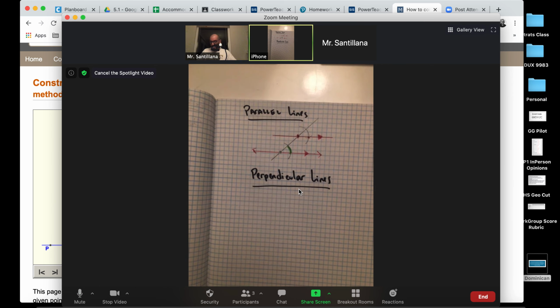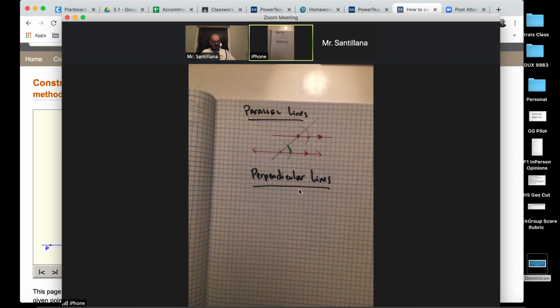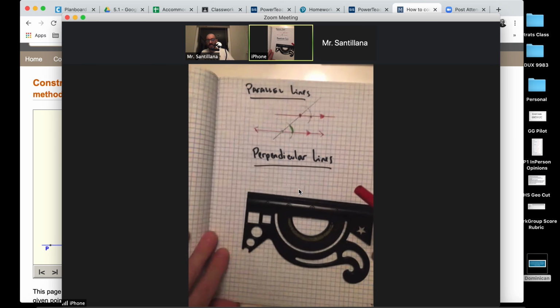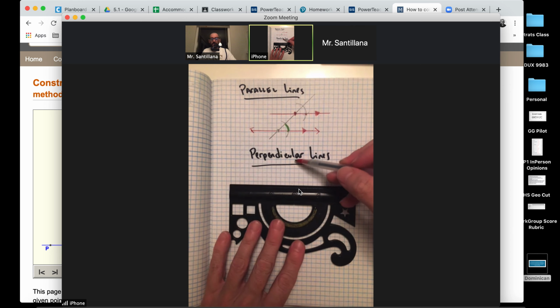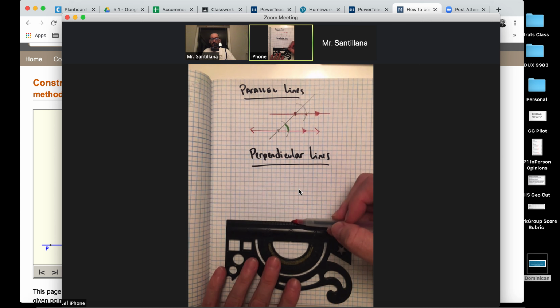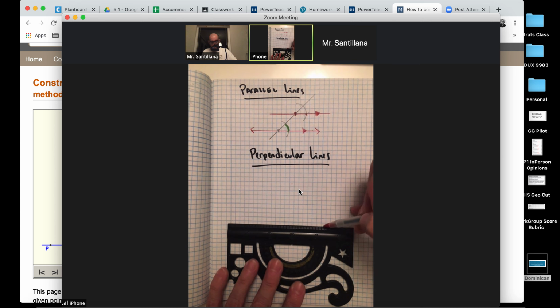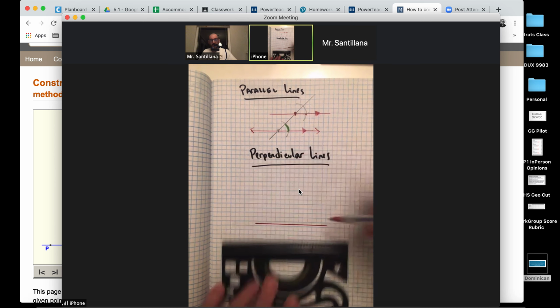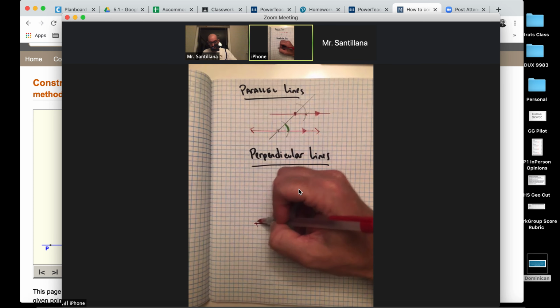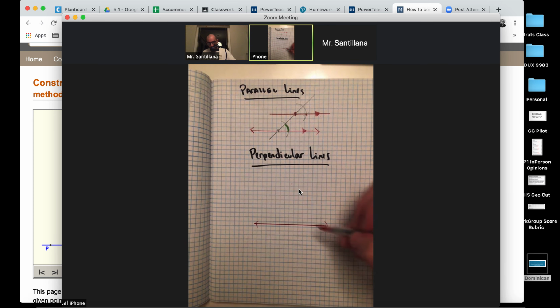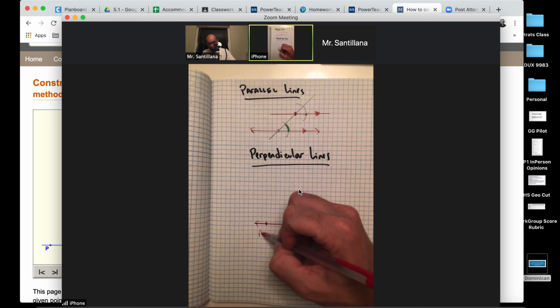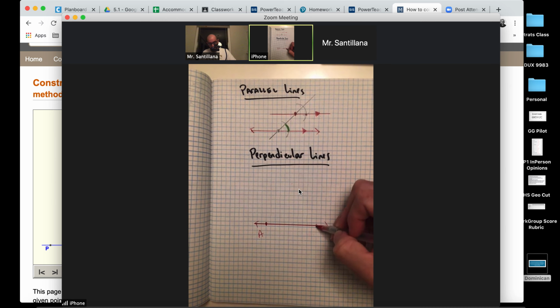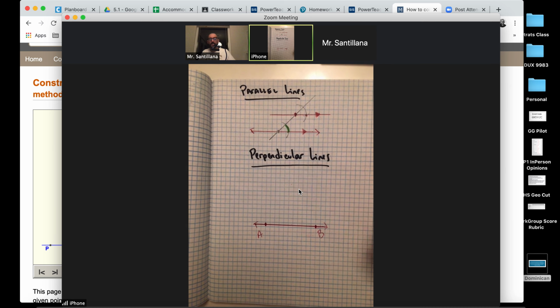So perpendicular lines start off with a line. I'm going to give myself a little bit of space above and below, so I'm not going to draw my line too close to the words perpendicular lines. I'm going to go ahead and scoot down here, and I'm going to go ahead and make my line. I'm going to put a couple of arrowheads on each end, and I'm going to label one side A, and then over here on the other side I'm going to label it B.